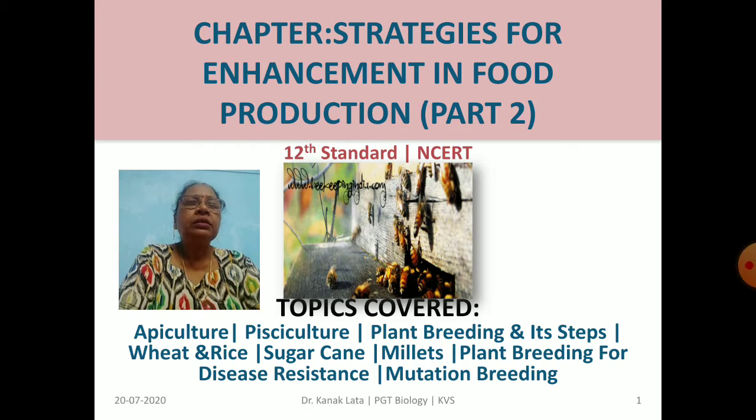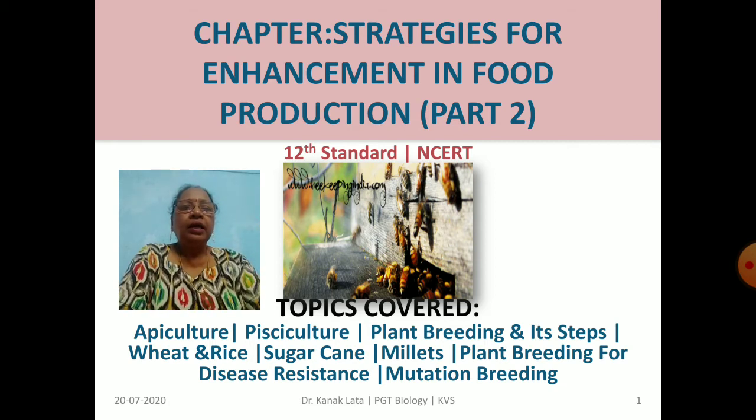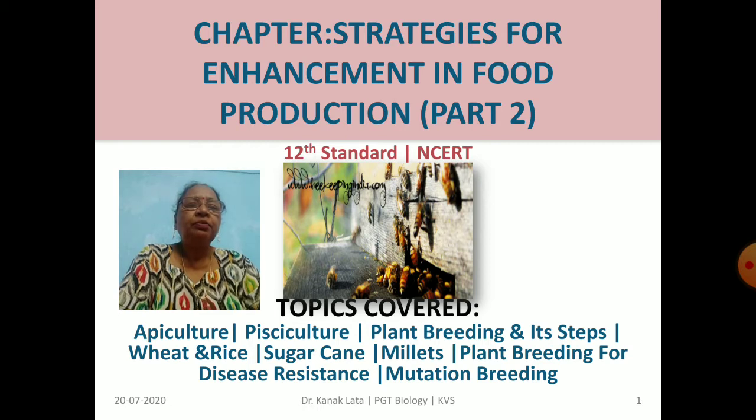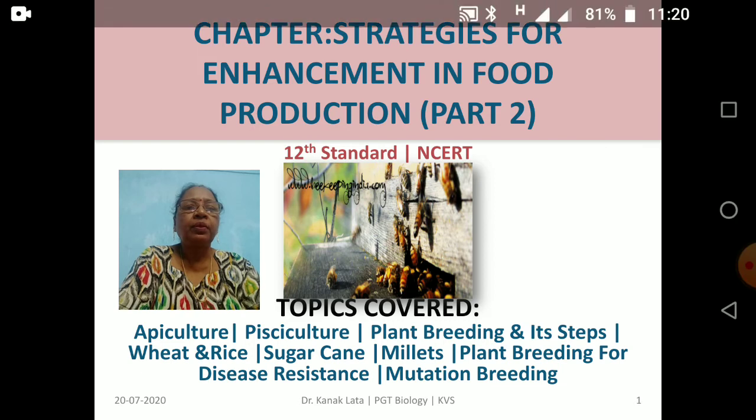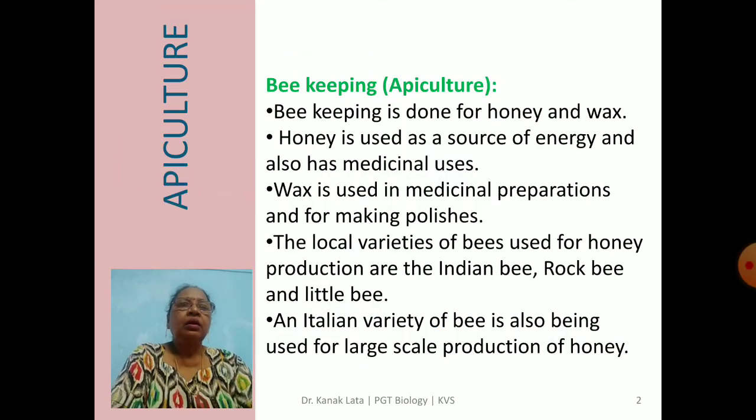Today I am taking the second part of strategies for enhancement in food production of 12th standard, and the topics for discussion are apiculture, pisciculture, plant breeding and its steps, wheat and rice, millets, plant disease resistance, and at last mutation breeding. So let us start. First topic is apiculture, that is also called as beekeeping.